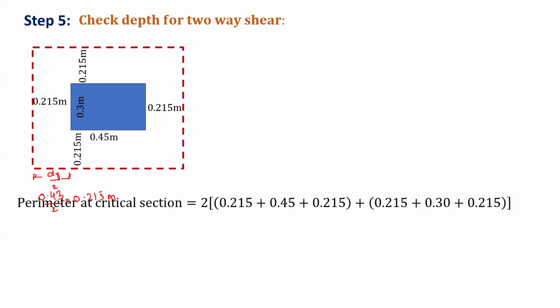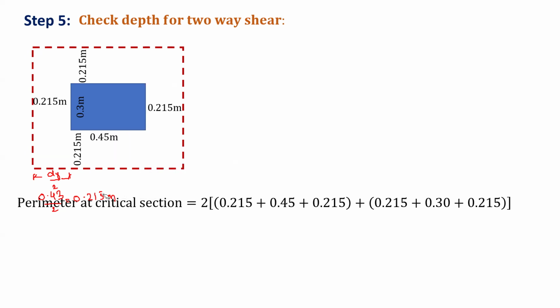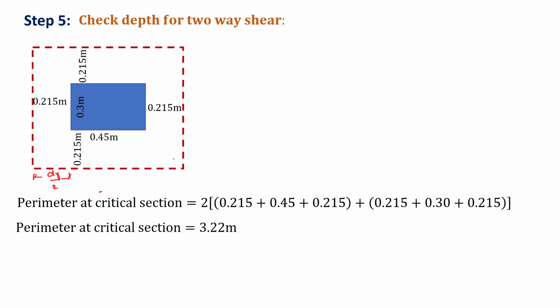So same steps, we have perimeter at critical section. In the same way, whatever we have used for pad footing axially loaded column. So we have 2 into, we can calculate this, and we have this value equal to 3.22 meter. That is dy by 2 plus 0.45 plus 0.215 plus 0.215, 0.3, 0.215 into 2. So 3.22 meters, multiplied by dy we have 0.43, so 1.38 meters square.